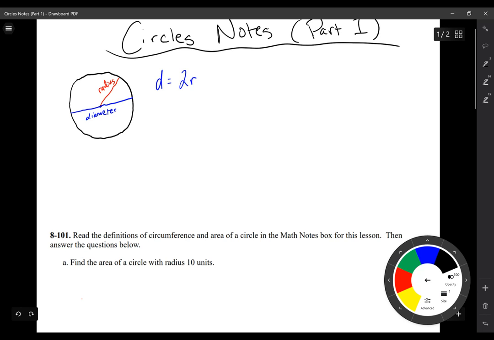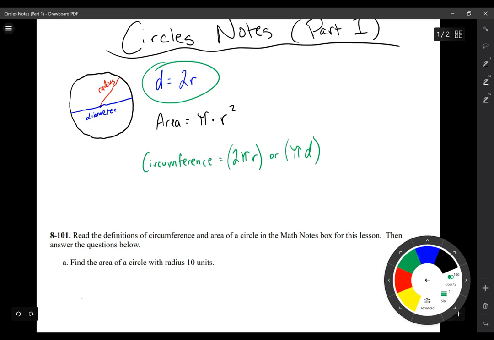And then we know the area of the circle. Our equation is pi times the radius squared, and our circumference is equal to 2 times pi times the radius. Or we can also write it as pi times the diameter, since we know that 2 times r is equal to d, like it says up here. So we can actually use either of those to find the circumference, depending on what you're given.